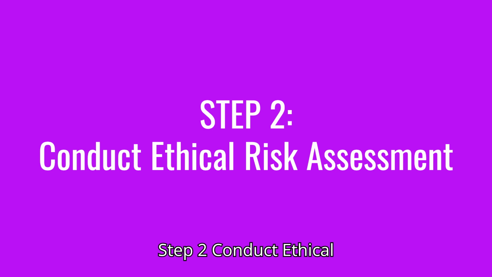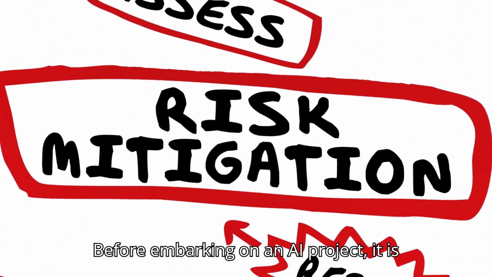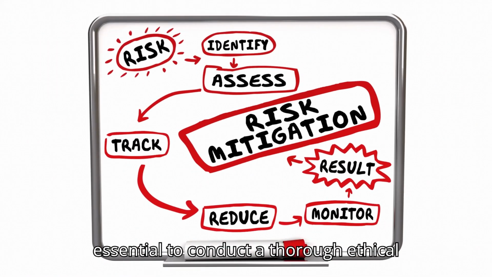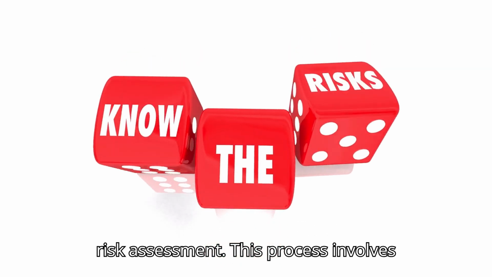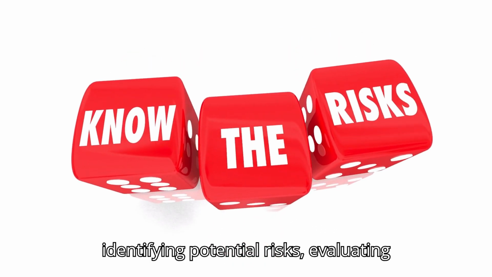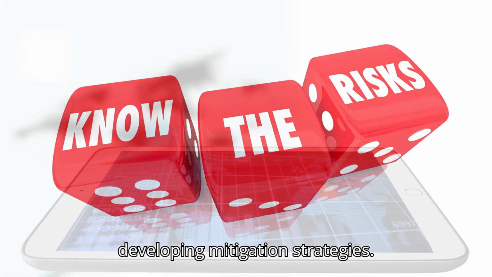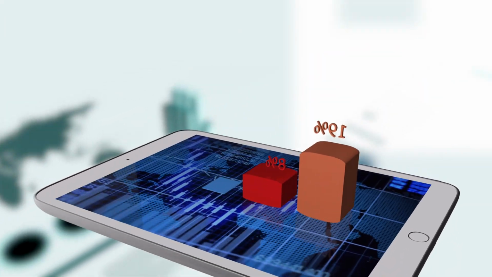Step 2. Conduct ethical risk assessment. Before embarking on an AI project, it is essential to conduct a thorough ethical risk assessment. This process involves identifying potential risks, evaluating their likelihood and impact, and developing mitigation strategies.